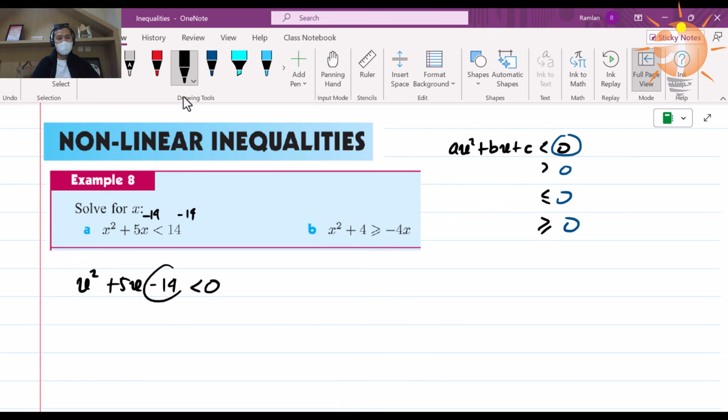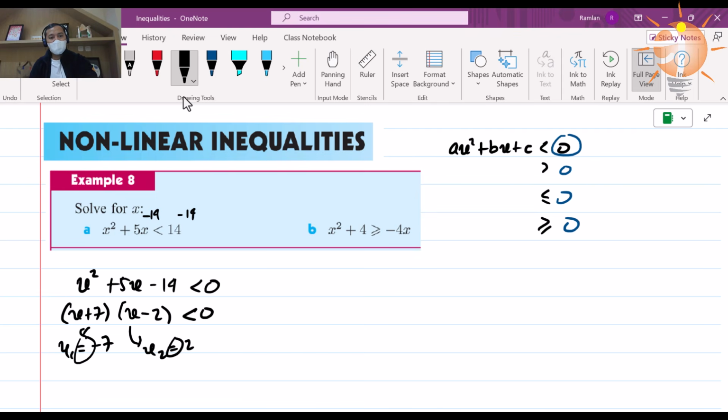We have -14 here, like the sum and product theory: you think of two numbers which multiply to get -14 and add to get +5, and the answer is (x + 7)(x - 2). So now we have x1 equals -7 and x2 equals 2, right? But this is not an equation. This is an inequality sign. So we need to change these two, right?